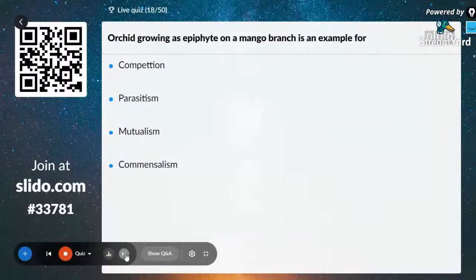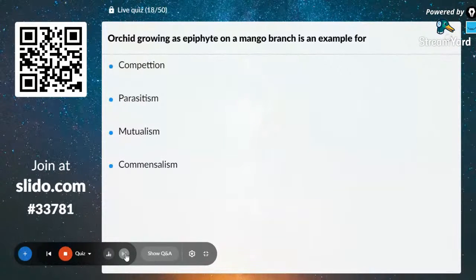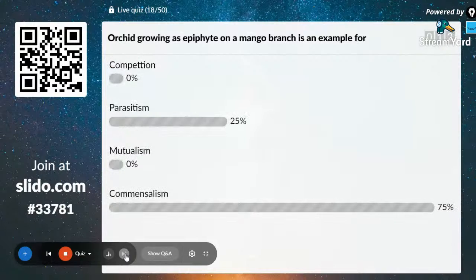Orchid growing as an epiphyte on a mango tree is an example for competition, parasitism, mutualism, commensalism. Guys, it is an example of commensalism. Next question on the screen.